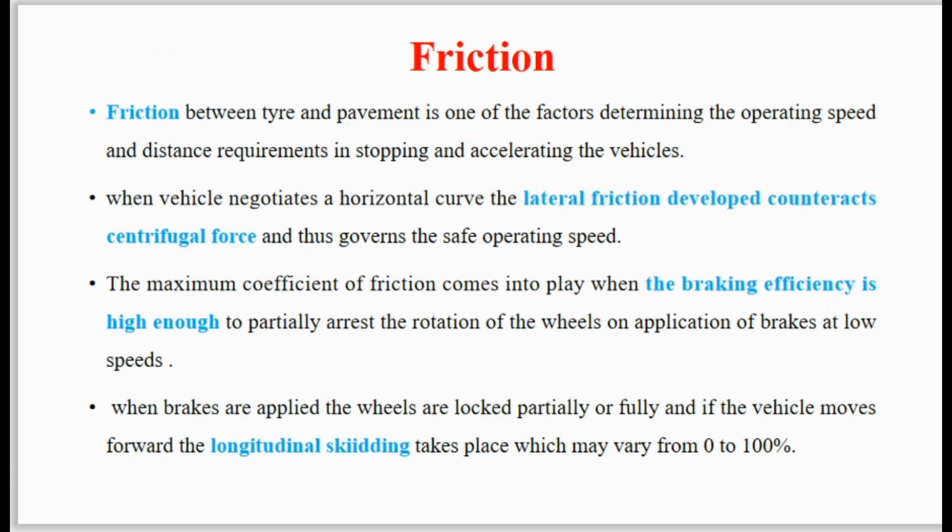Now first, friction. The friction between the tire and the pavement is one of the factors determining the operating speed and the distance in stopping and accelerating the vehicles. Now when the vehicle negotiates a horizontal curve, the lateral friction is developed, which counteracts the centrifugal force, and thus it governs the safe operating speed.